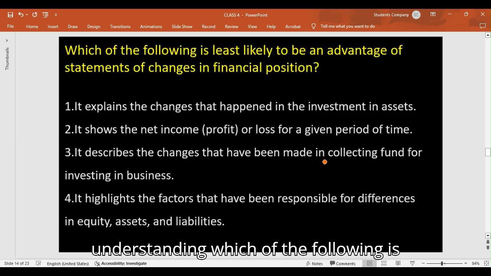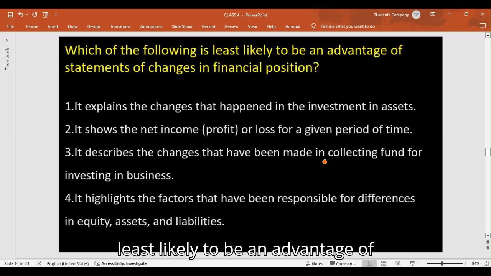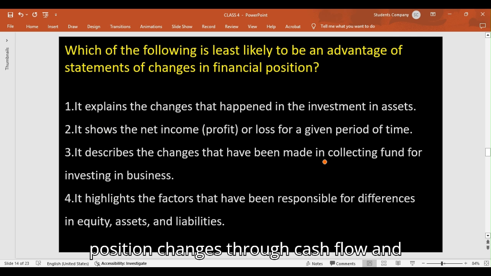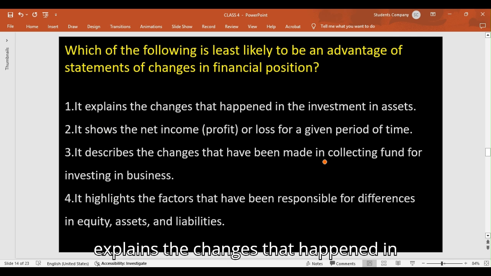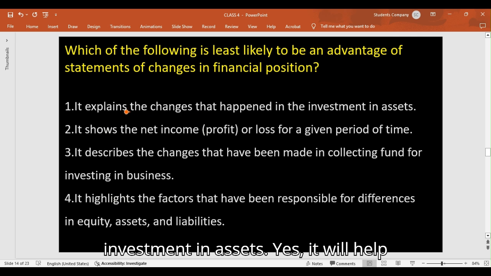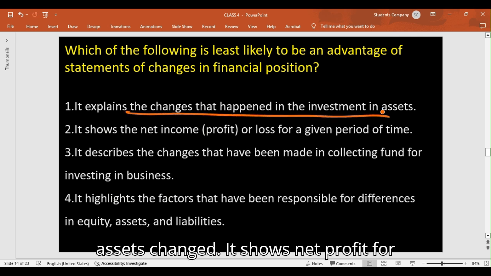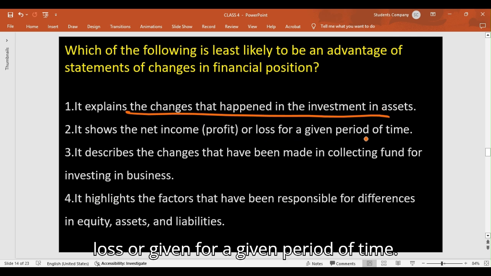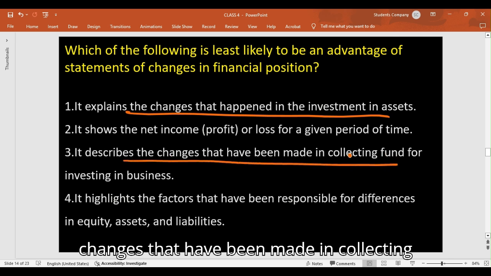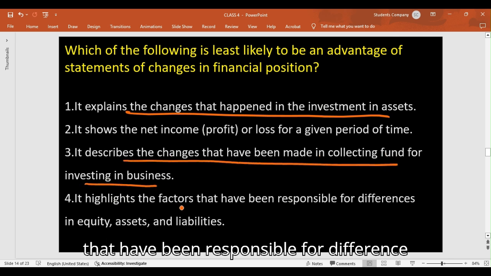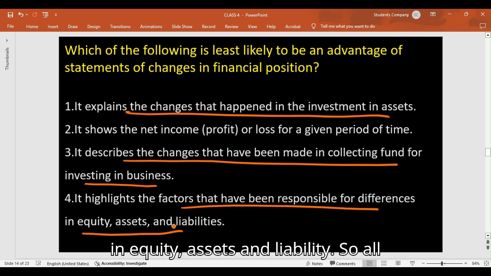Now just to test your understanding: which of the following is least likely to be an advantage of the statement of changes in financial position? We discussed financial position changes through cash flow and fund flow. Let's look at the options. It explains the changes that happened in investment in assets. Yes, it will help tell how the investment in assets changed. It shows net profit or loss for a given period of time. It describes changes that have been made in collecting funds or investing in business. Factors that have been responsible for differences in equity, assets and liability. So all these changes are reflected. But the question is, what is the least likely outcome from this statement?